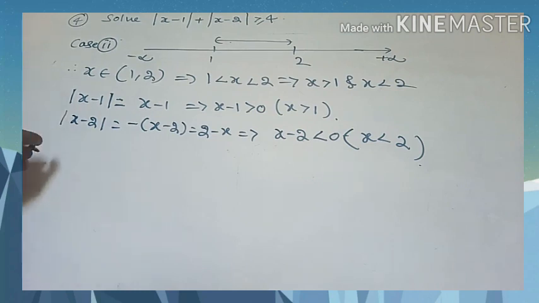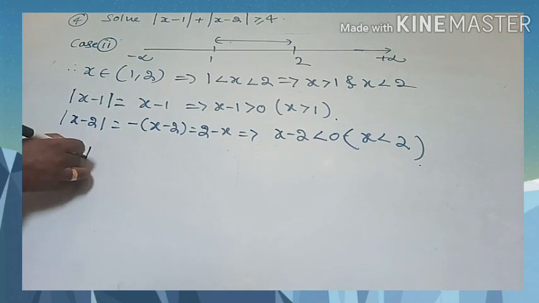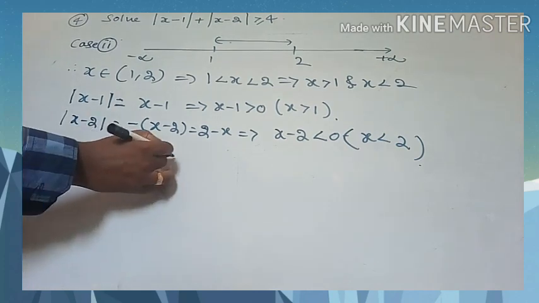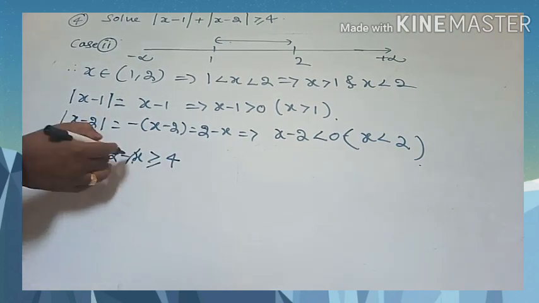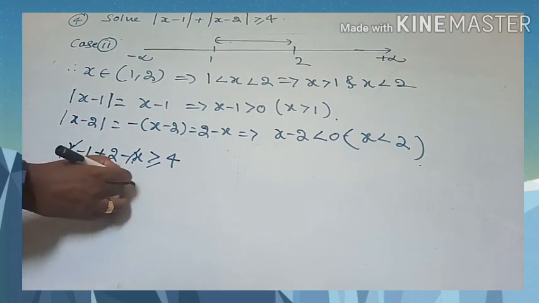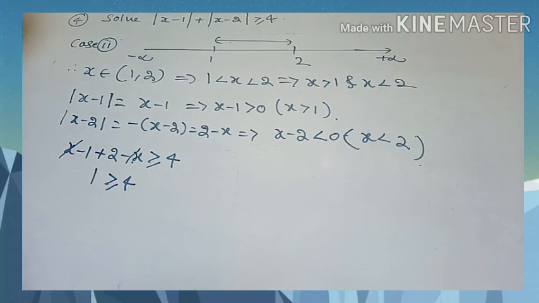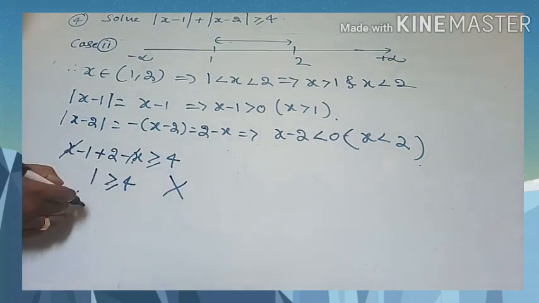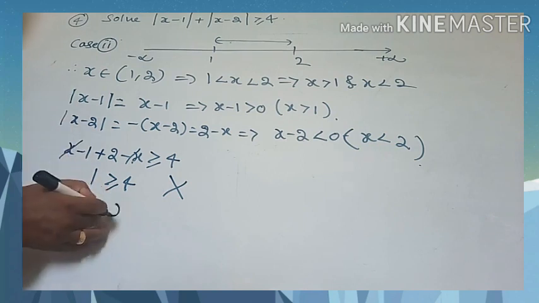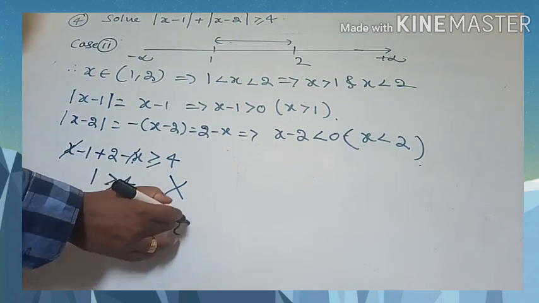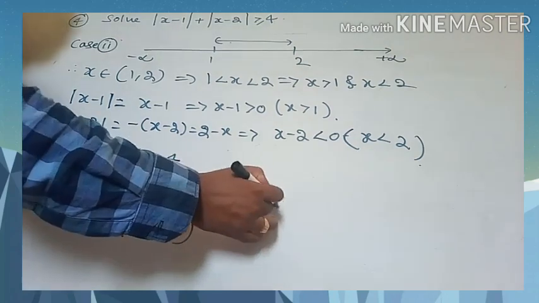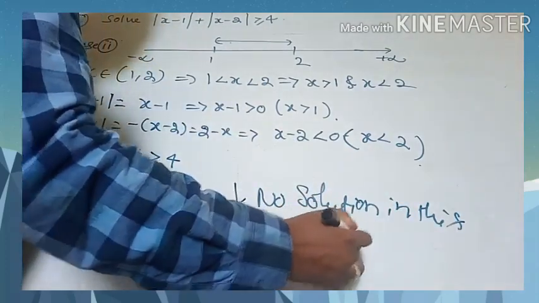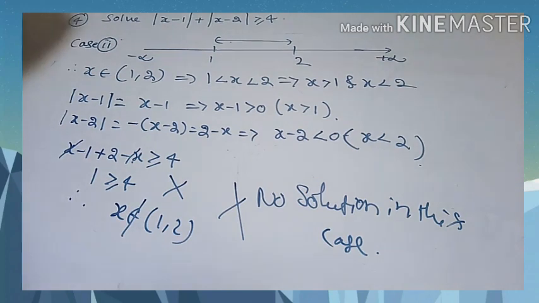Now our problem is reduced to: modulus of x minus 1 becomes x minus 1, plus modulus of x minus 2 becomes 2 minus x, is greater than or equal to 4. Now x minus x will cancel, minus 1 plus 2 becomes 1, so 1 greater than or equal to 4. This is wrong, which is absurd. This is never possible. Therefore in this case we don't have any solution. That means x does not belong to (1, 2) at all. No solution in this case.